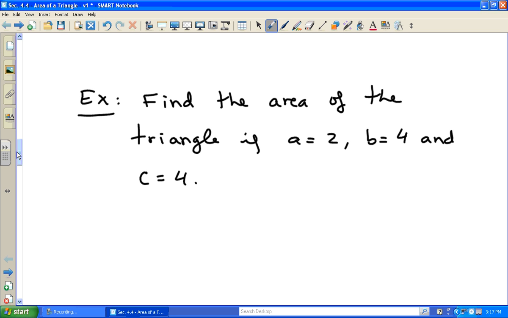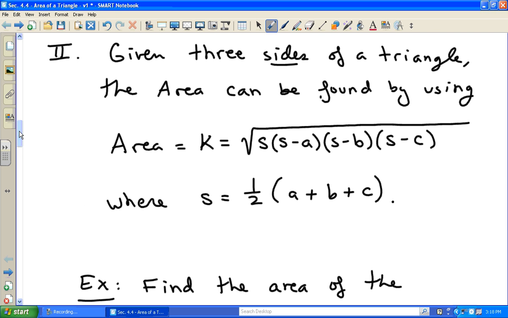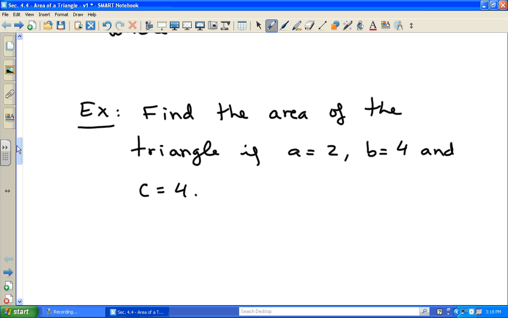So in this example we see it says find the area of the triangle if a is 2, b is 4, and c is 4. Okay, we're given three sides, and so we know to use this other formula, as opposed to the first formula. You only want to use the first formula if you're given two sides and an angle not opposite one of those sides. This one we can use when we're given three sides. Okay, first thing you want to do is find the value of s. s is always 1/2 of the sum of the three sides. So 1/2 of 2 plus 4 plus 4.